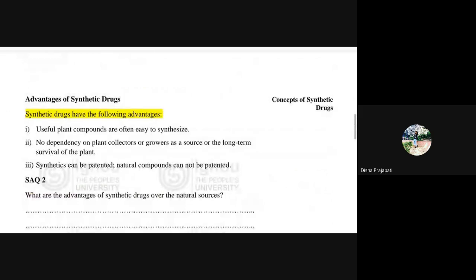Advantages of synthetic drugs. Synthetic drugs have the following advantages. Useful plant compounds are often easy to synthesize. No dependency on plant collectors or growers as a source, or on the long-term survival of the plant. Synthetics can be patented and natural compounds cannot be patented.